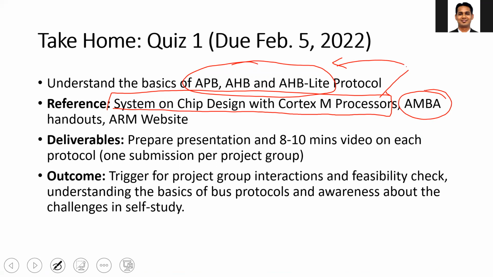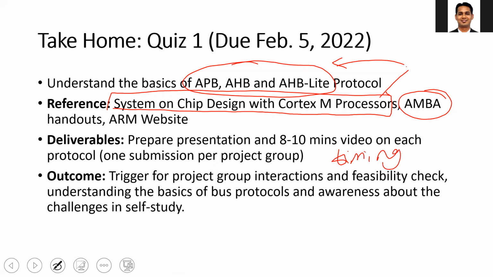You need to prepare a presentation and an 8 to 10 minute video on each protocol to discuss your understanding of each protocol, and specifically the difference between the protocols. Make sure you discuss the timing diagram and how the write and read transactions take place.